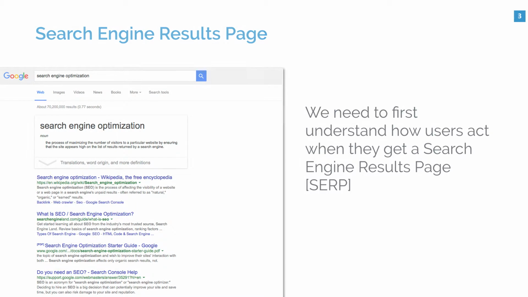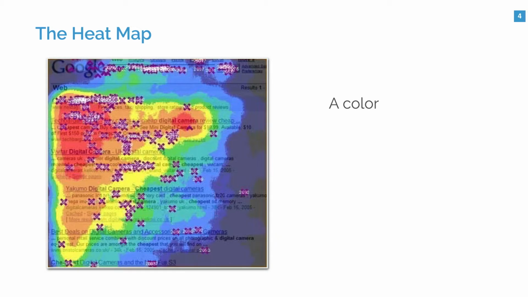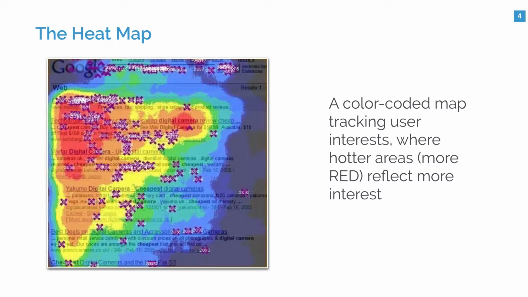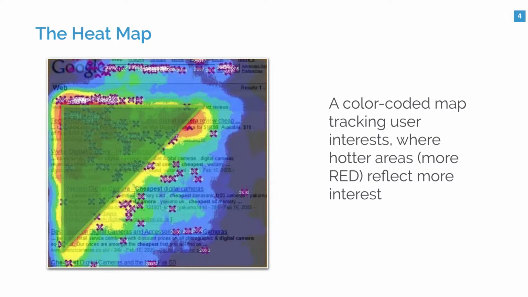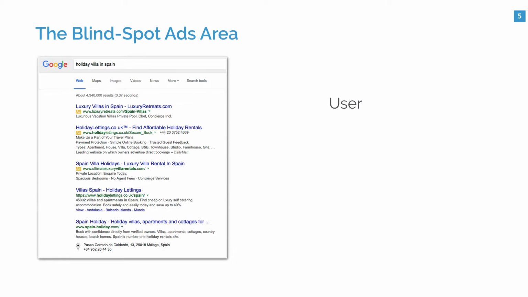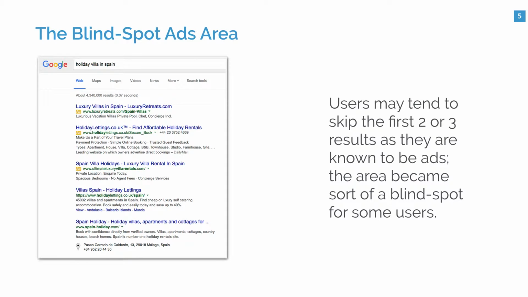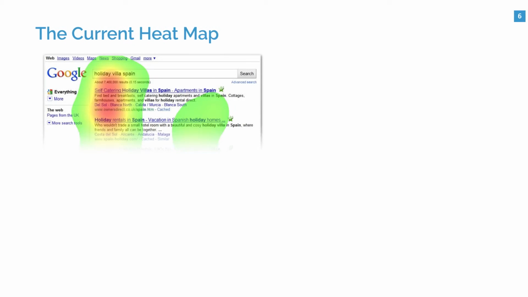It's better to see this on a heat map, where users' interest is tracked on the page. Simply, the more hot or red, the more users concentrate, and it gets colder with green and more with blue. Back in the old days, the user interest was like an inverted right angle triangle. Users may tend to skip the first 2 or 3 results as they are known to be ads, so they develop a blind spot in this area. However, it's still looked at, of course.